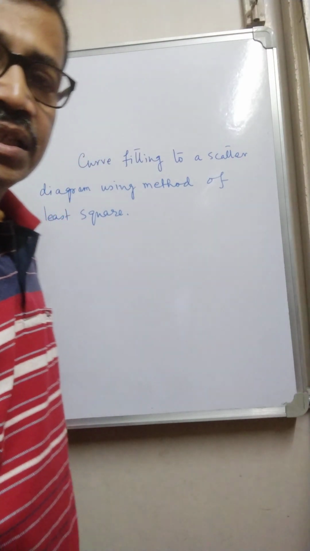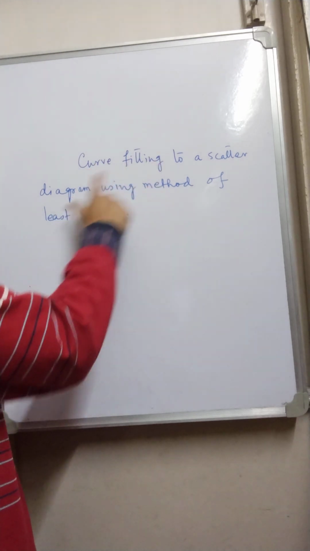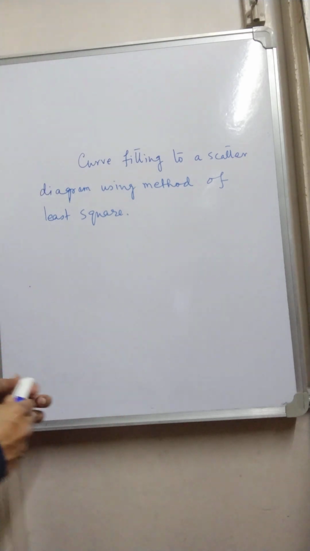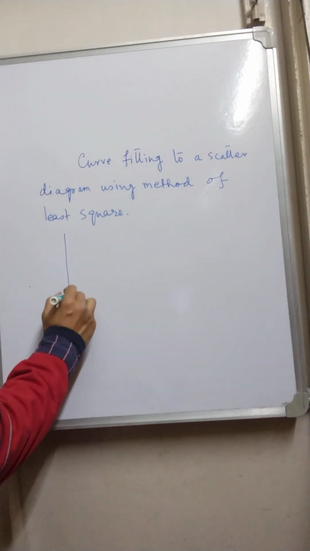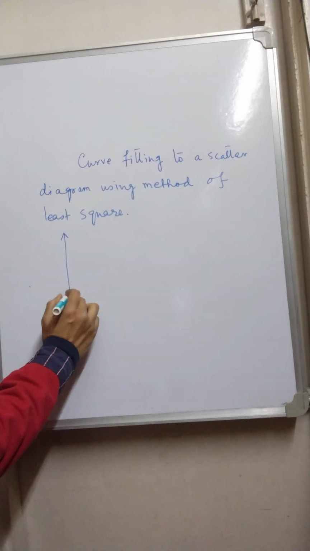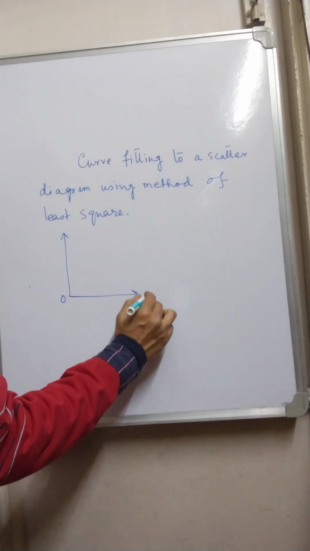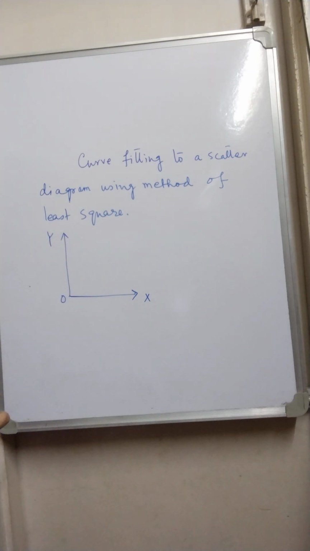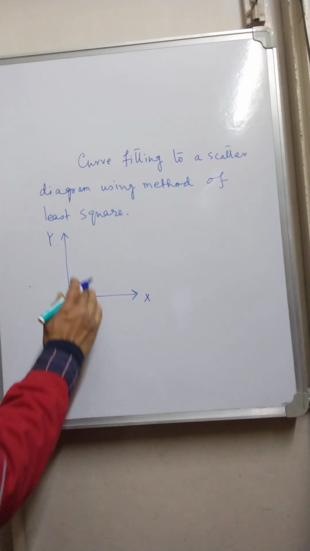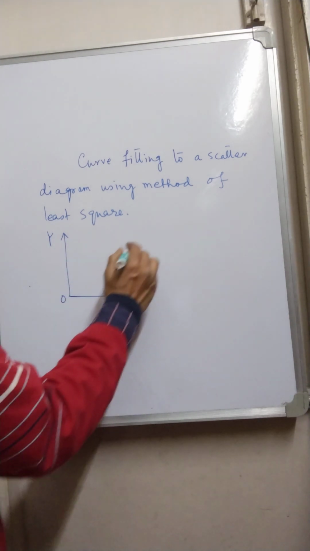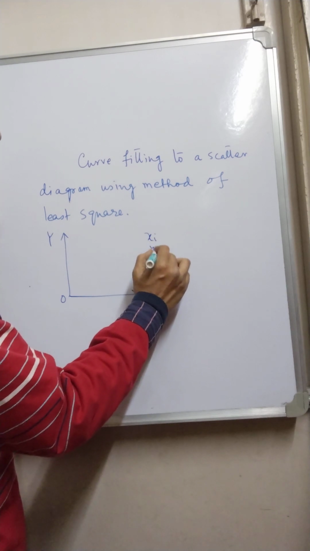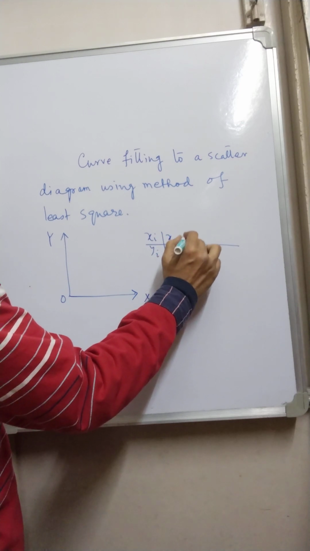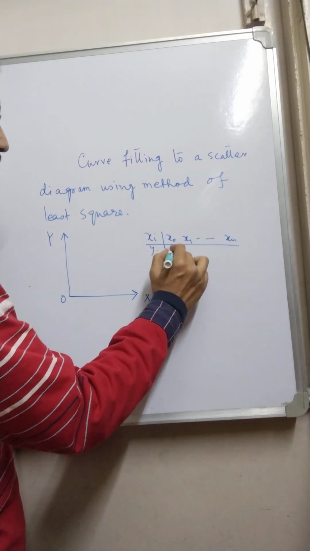In today's video, let us discuss curve fitting to a scatter diagram using the method of least squares. What do you mean by a scatter diagram? Let us have a bivariate data. Obviously, we choose only the positive quadrant and we have a tabular representation of xi along with yi.